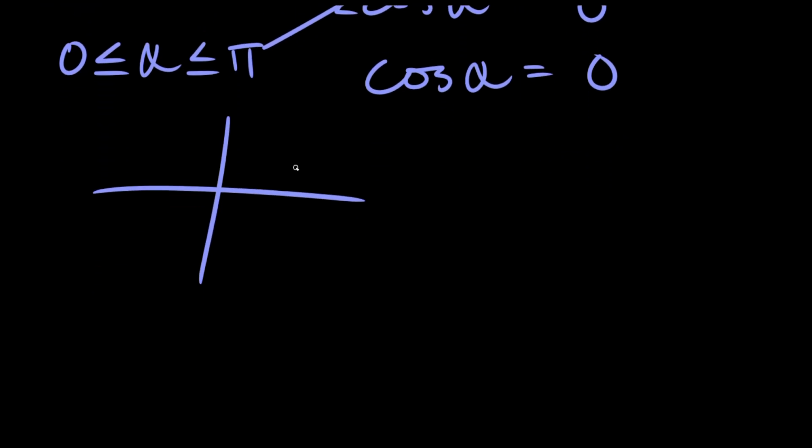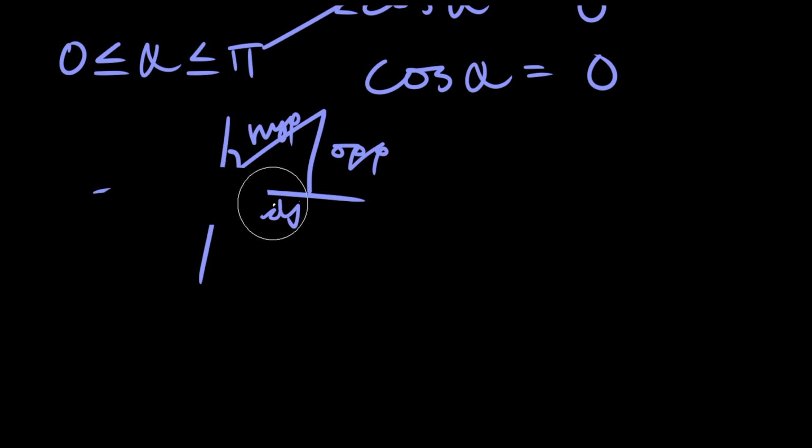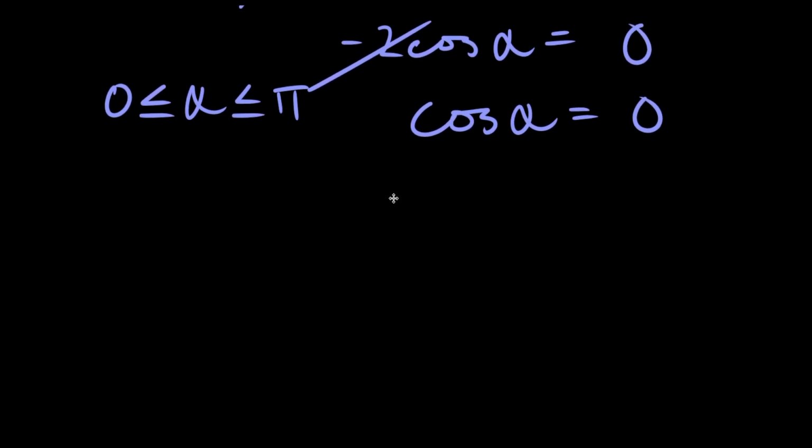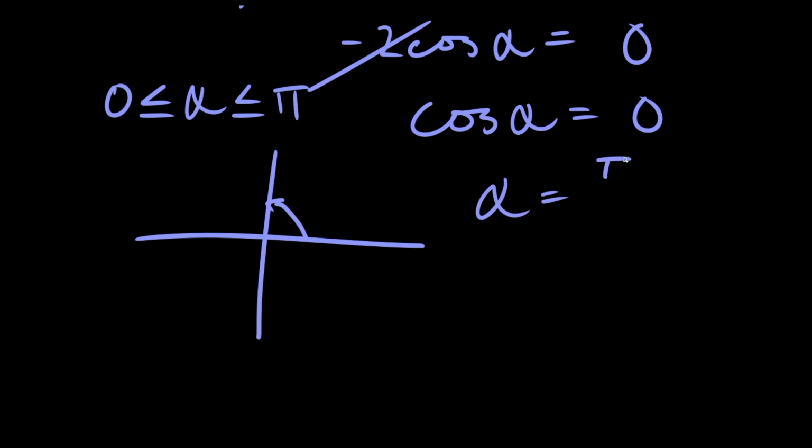So if you remember the unit circle, we have opposite of the angle, adjacent, and hypotenuse. So cosine is adjacent over hypotenuse, so it'll be the value where the adjacent is nothing. So it's going to be on this flat line. And if you think about it, from 0 to pi, the only value where this occurs is right here at pi over 2. So cosine of alpha is equal to 0. That means alpha is equal to pi over 2.